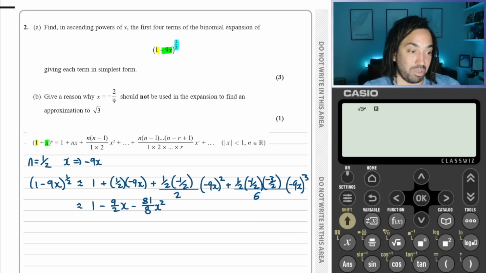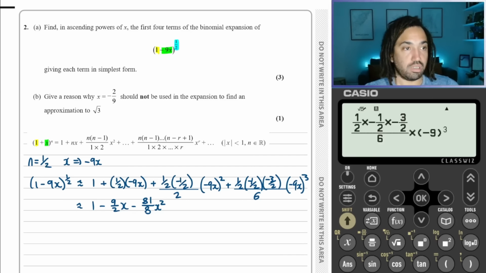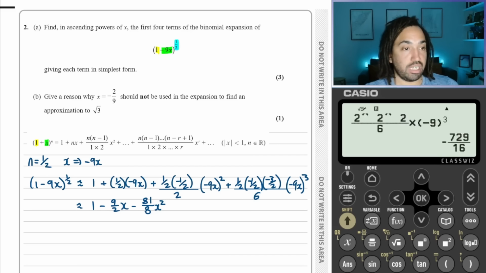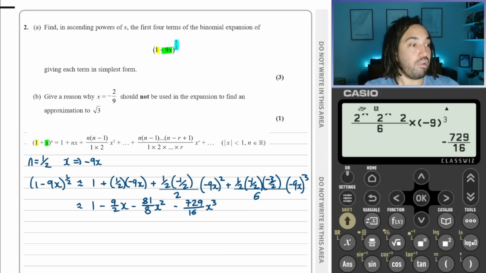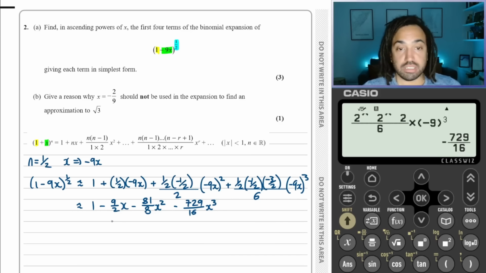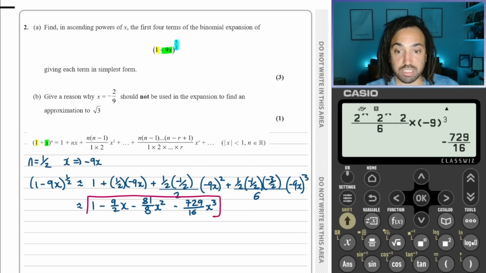Ooh, you know what? I'm just going to use the calculator for this one. Okay, so I've typed it all into the calculator exactly how I would do in an exam. Pressed execute, and we've got ourselves minus 729 over 16, and that is going to be x cubed, because of course the x here is going to get cubed.